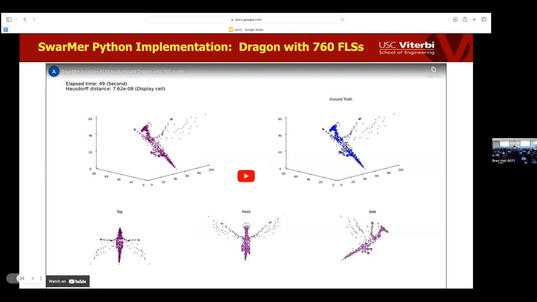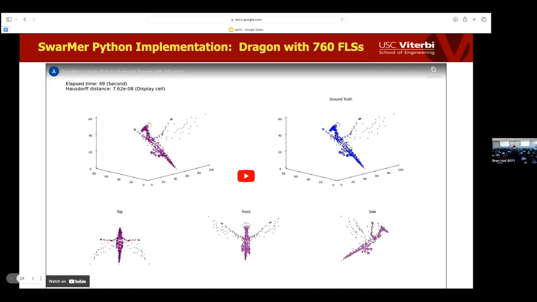So here it is now in 3D. You're looking at the blue dragon. That's my ground truth. And then you're looking at the purple dragon. That's my estimated truth. It's in real time. The elapsed time is shown at the very top, and the Hausdorff distance is shown below it. At the very beginning, you're going to see a fuzzy purple dragon.